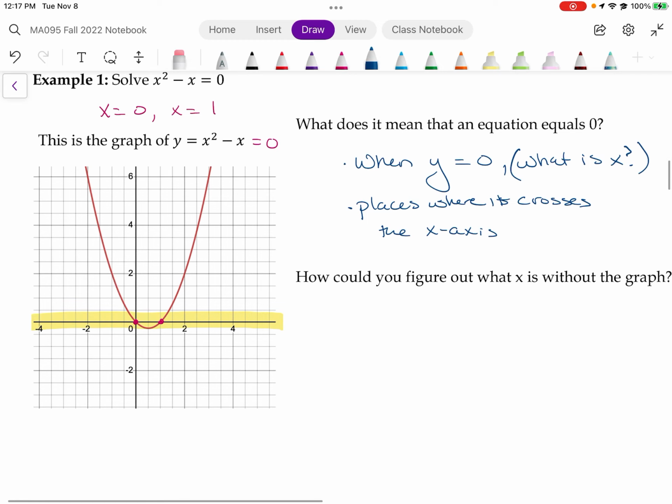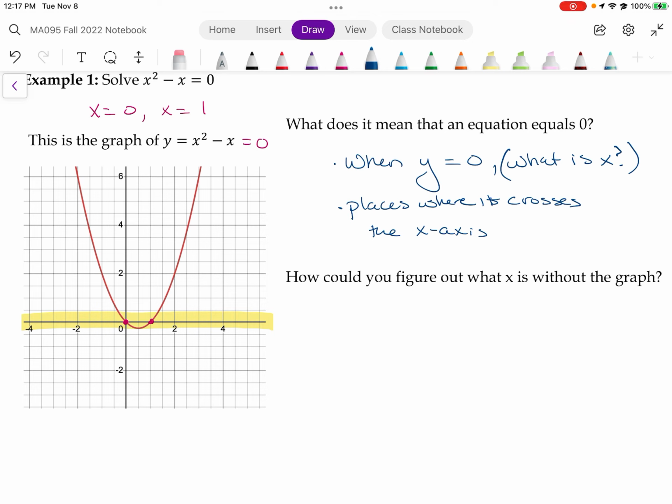Okay? So how could you figure this out? How could you find x without a graph? Well, in this case, we've got x squared minus x equals 0. So let's work backwards a little bit.